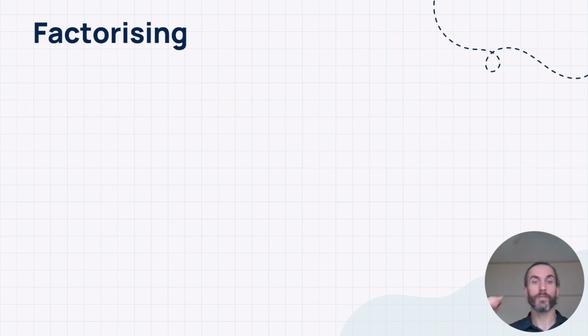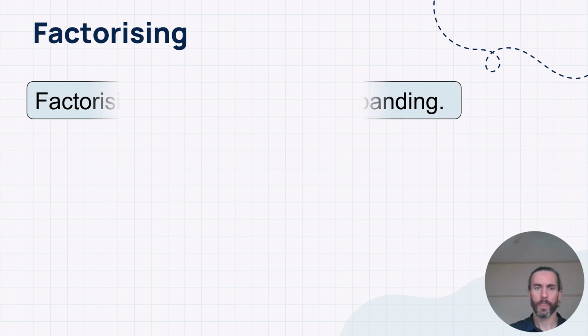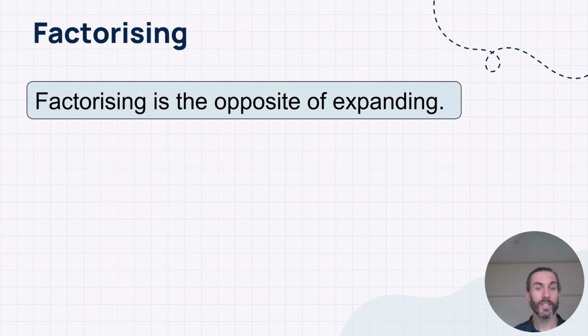Now we can look at actually factorizing. So, factorizing is the opposite of expanding. So we've done expanding. Now we're just going to reverse that process. So you remember when we expanded, we did with our distributive property, we did 2 times 3 is 6, plus 2 times 5 is 10.